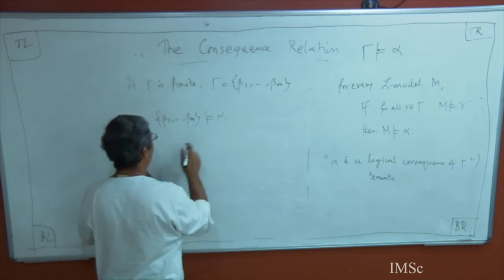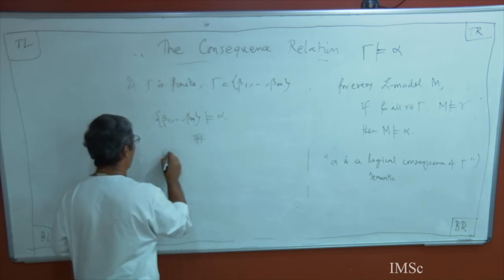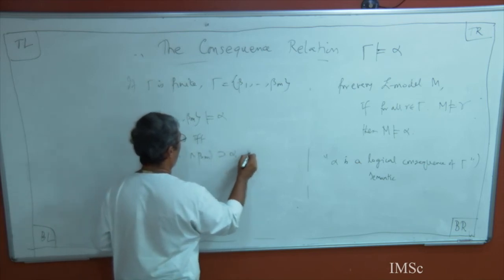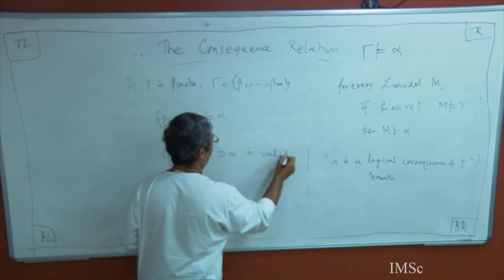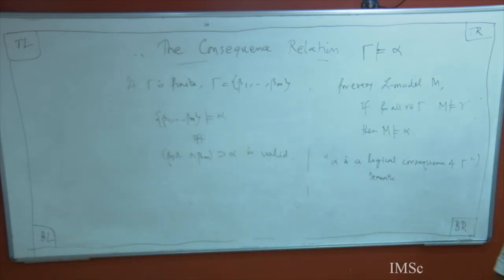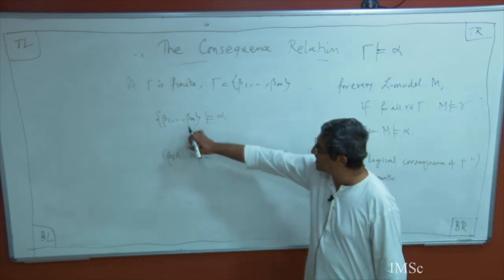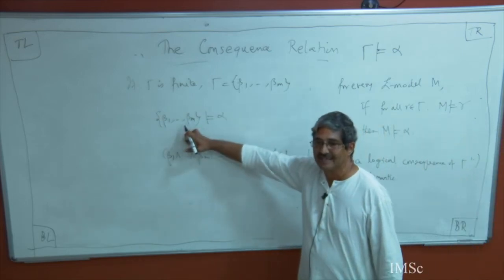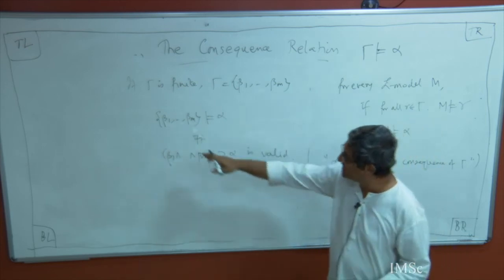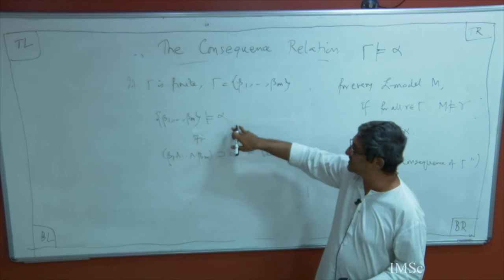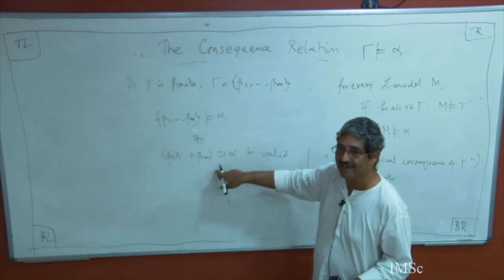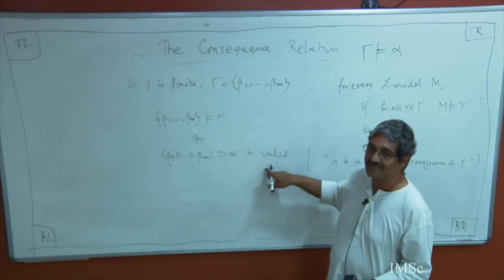I'll write if and only if. This should be easy to see. Suppose alpha is a consequence of this set of formulas. That means what? Take any model M. If it satisfies all of them, then it must satisfy alpha. If it satisfies all of them, it satisfies the conjunction, right? So then this is valid as well.